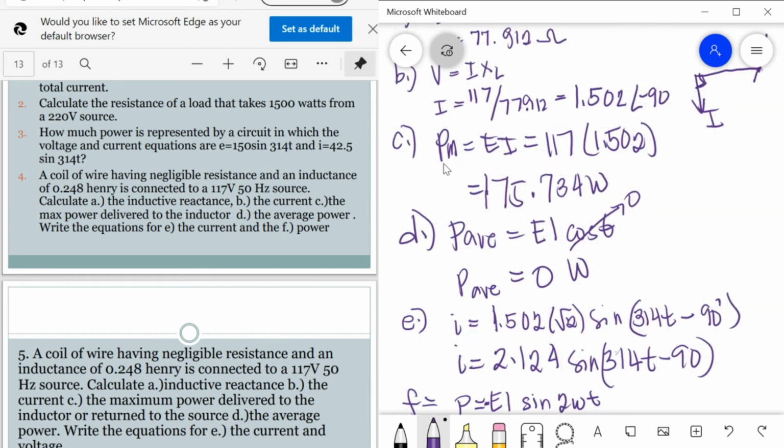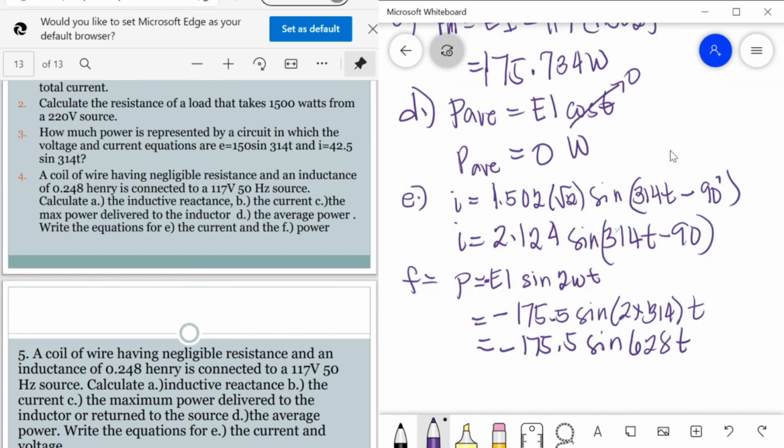For the maximum power, it is the product of the voltage E and the current I. So we have 117 multiplied by 1.502, or you can use E maximum divided by square root of 2 times I maximum divided by square root of 2. You will get 175.734 watts. For the P average, it is equal to EI cosine theta. Our theta here is 90 degrees. Cosine 90 is 0, so the P average of our circuit will be 0 watts.